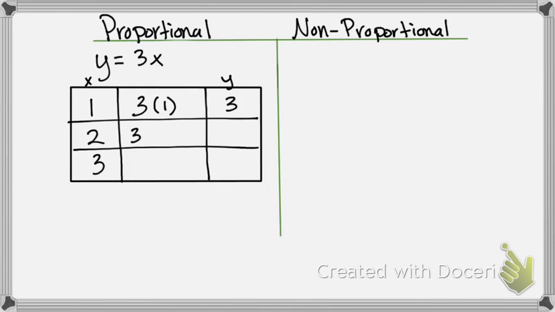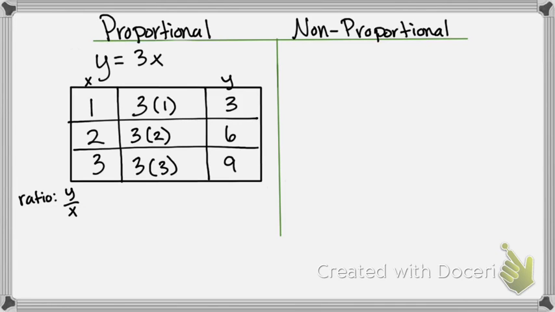Let's do 3x when x is 2. 3 times 2 is 6, so when x is 2, y is 6. And then when x is 3, y is going to be 9. Okay, so if we look at the ratio y over x, we will have the same number if it's proportional.